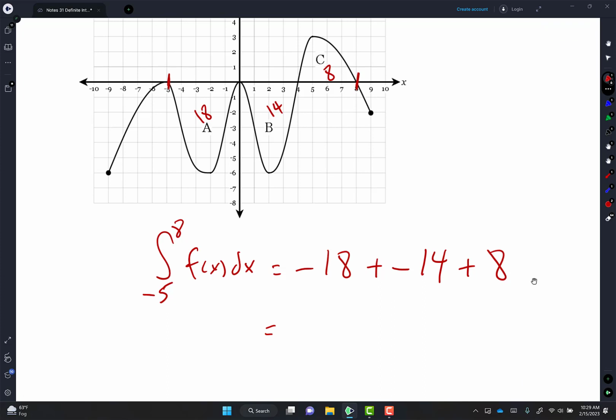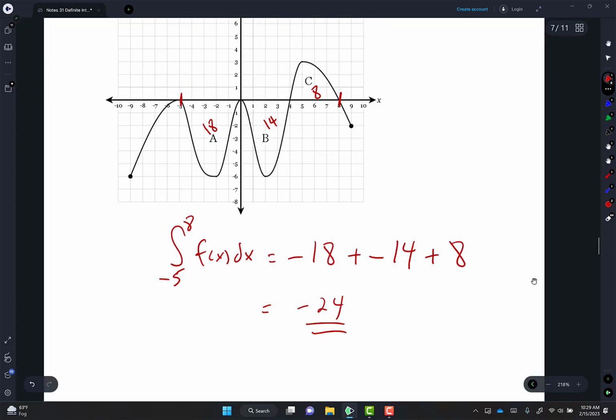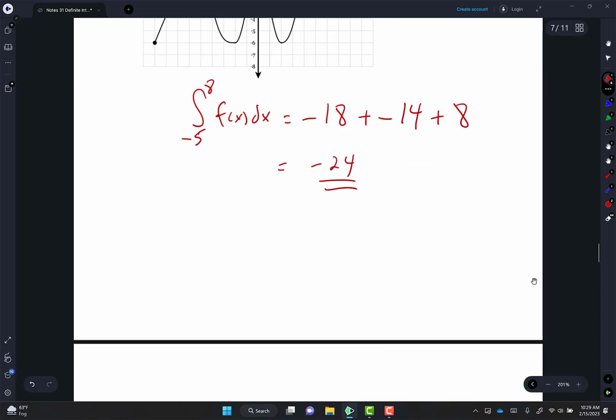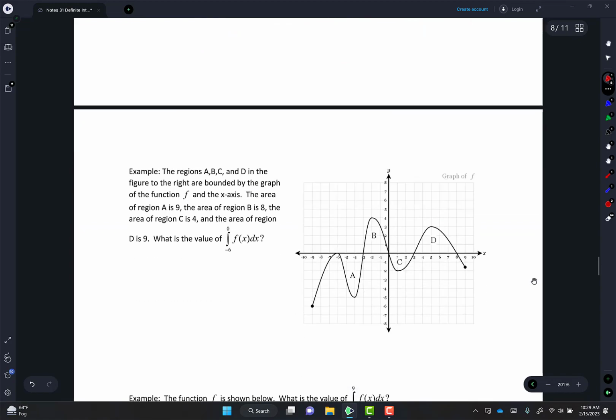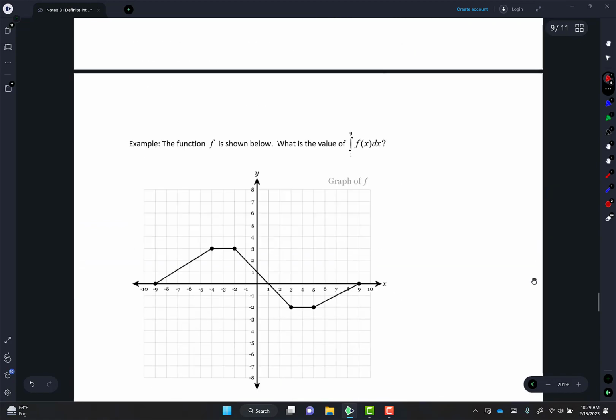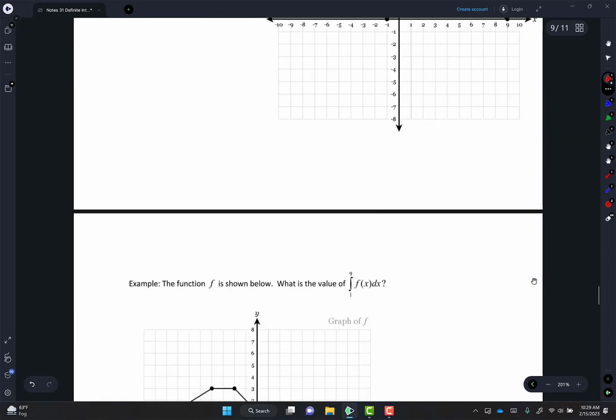18, 28, 29, 31, 32, and 8, negative 32, 24. Negative 24, right? All right, let's go to the next one. I think the rest is just this stuff with geometry. Yep. So you're going to need a little bit of geometry.